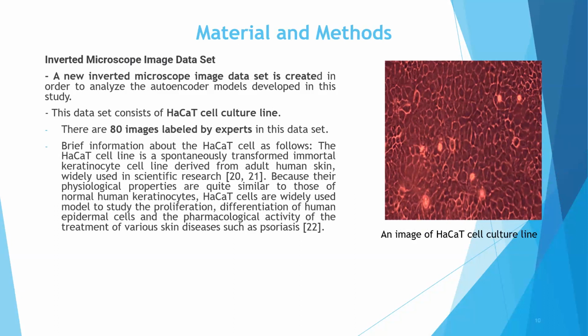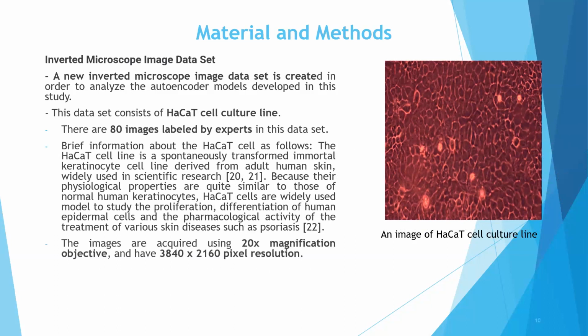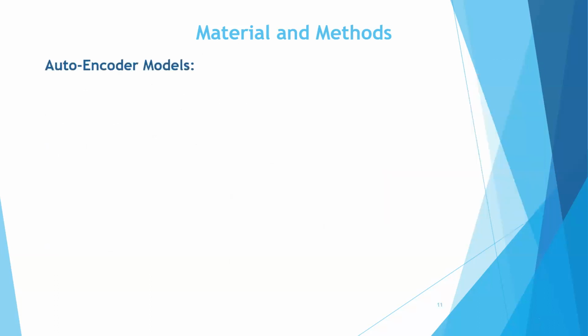The HaCaT cell line is a spontaneously transformed immortal keratinocyte cell line derived from adult human skin, widely used in scientific research. Because their physical properties are quite similar to those of normal human keratinocytes, it is a widely used model to study proliferation, differentiation of mammalian epidermal cells, and the pharmacological activity after treatment of various skin diseases such as psoriasis.